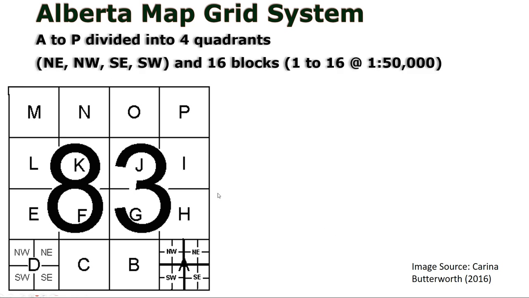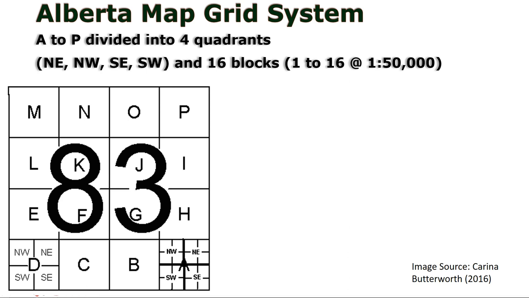If we take 83A and break it up into four quadrants, and then take those four quadrants and break them up again into four quadrants, we end up with 16 blocks. So this is where Alberta says, okay, let's do something with this.